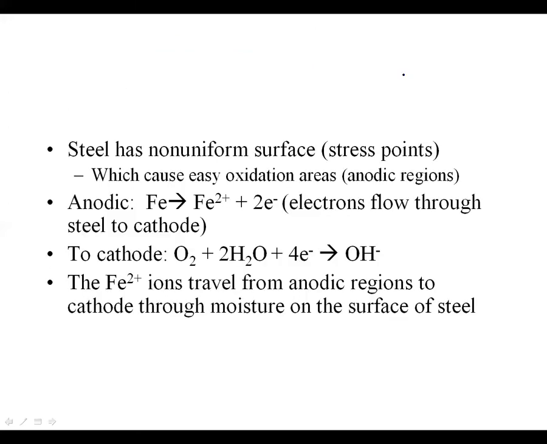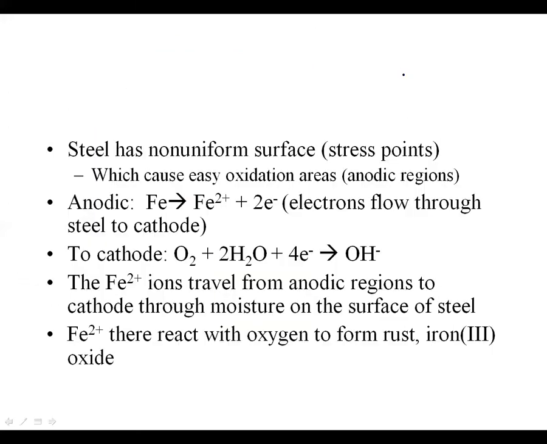Now, in terms of rust, there are a lot of non-uniform surfaces on iron, and these are great areas where oxidation could occur. It really happens in a two-step process, but basically what you need for rust is iron, a little bit of moisture, and some oxygen, and that's pretty much all you need for this process to kick off.